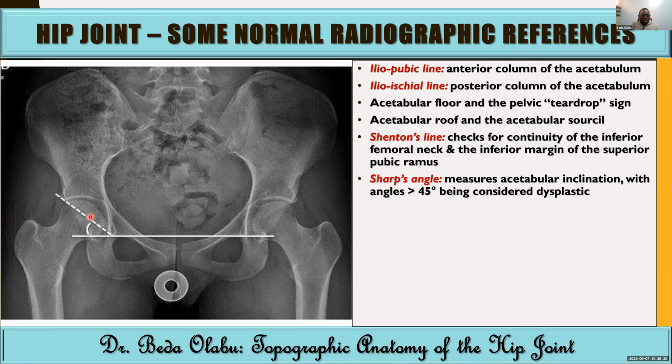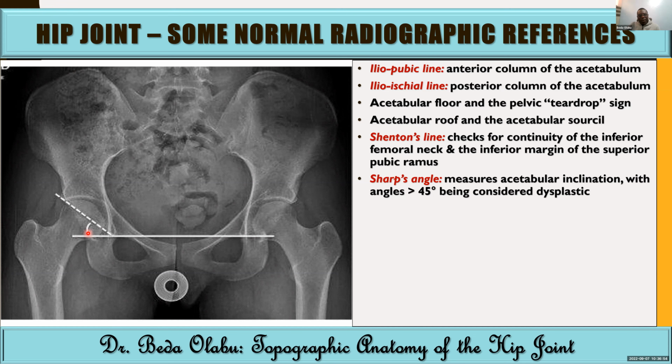The reference lines, that is the reference horizontal line. Then you take the margins of the acetabulum. You put another line there. So the angle here is the Sharp's angle, determining the degree of acetabular inclination.